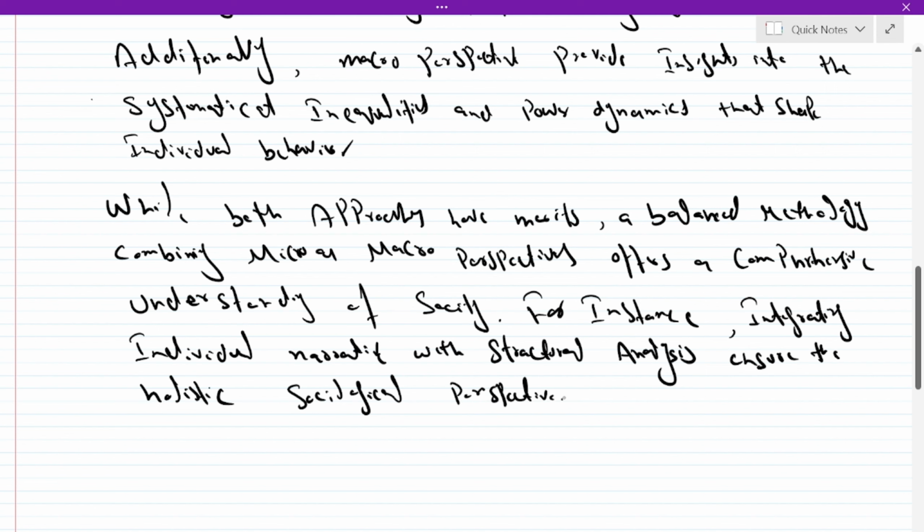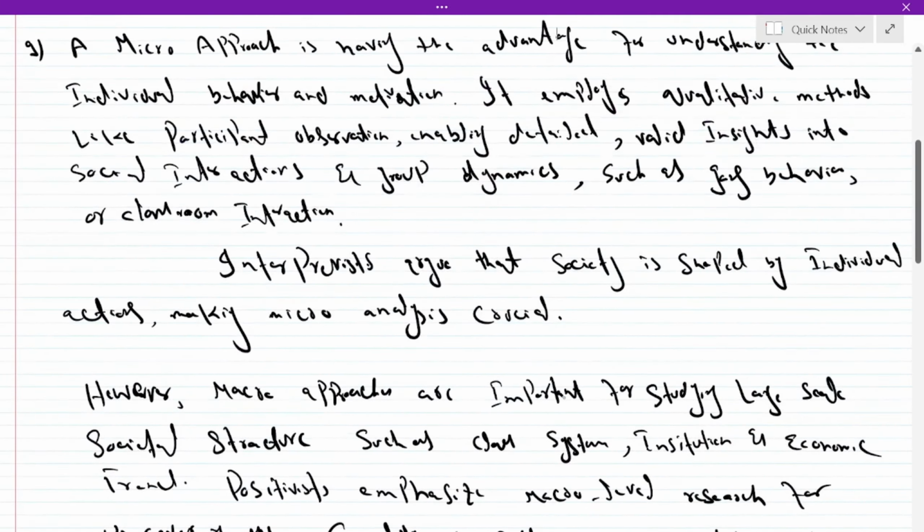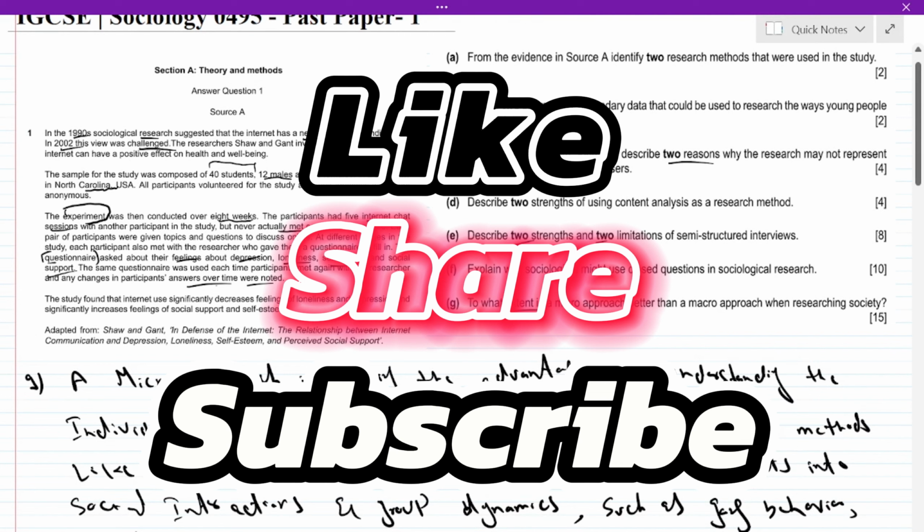So this is how you have to answer this 15 marks question. You must have an argument. You have to argue from both sides, the positive side and the other opposing side, and then conclude it well to get the maximum marks in that question, section A, part G.